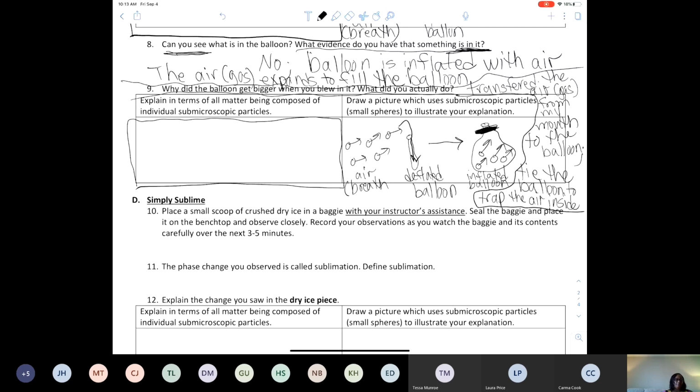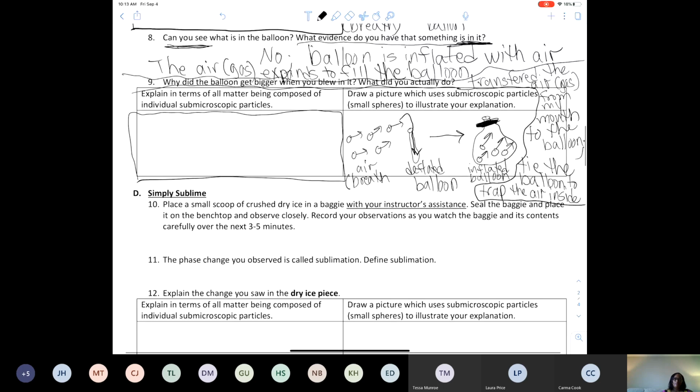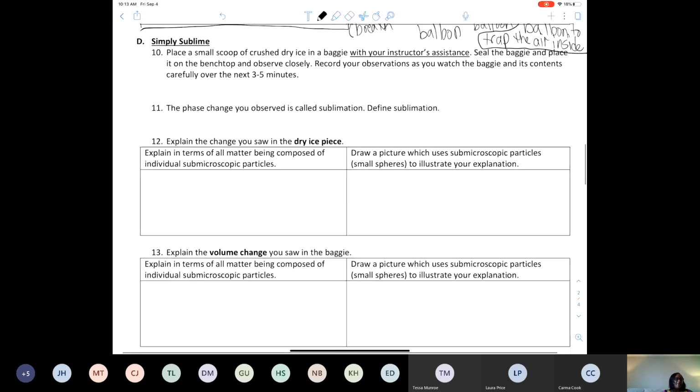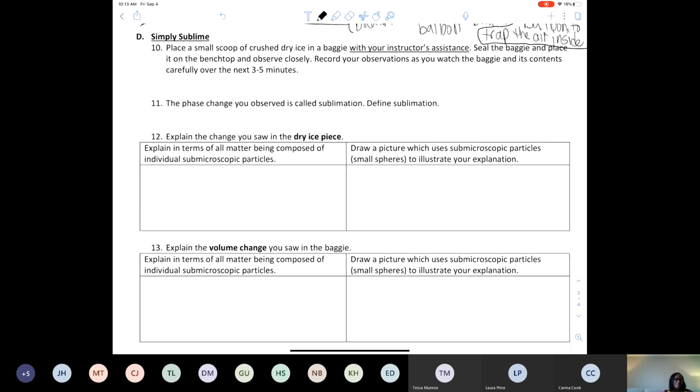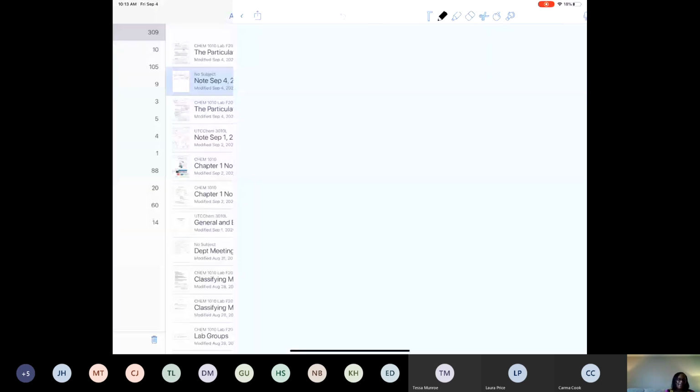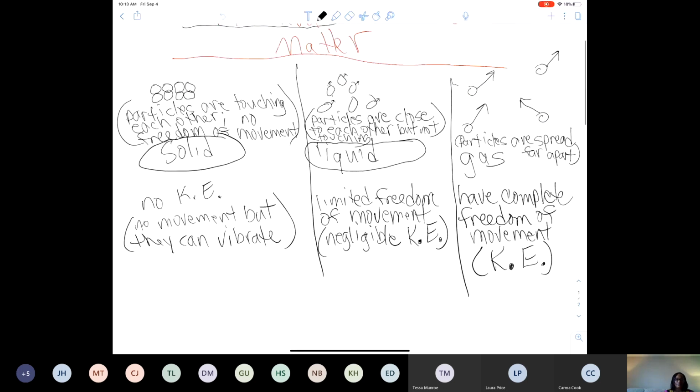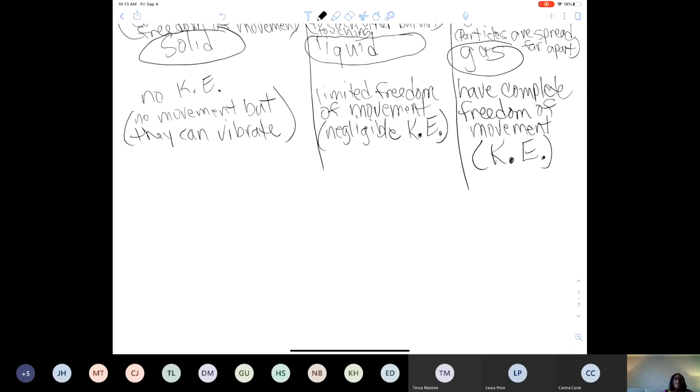Any questions about part C? So part D, simply sublime. So we talked about the three states of matter: solid, liquid, and gas. And so those three states can be interconverted one to another. So we can convert a solid to a liquid. That's called melting. It's also called fusion.